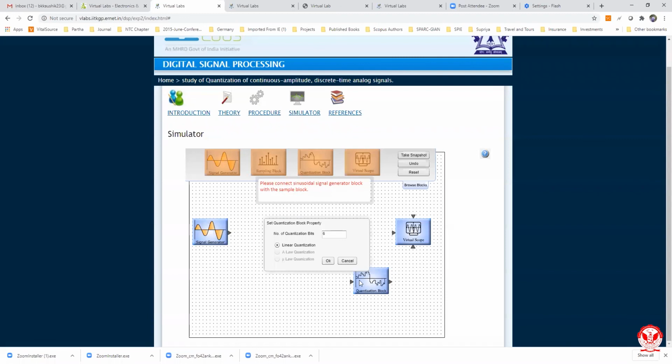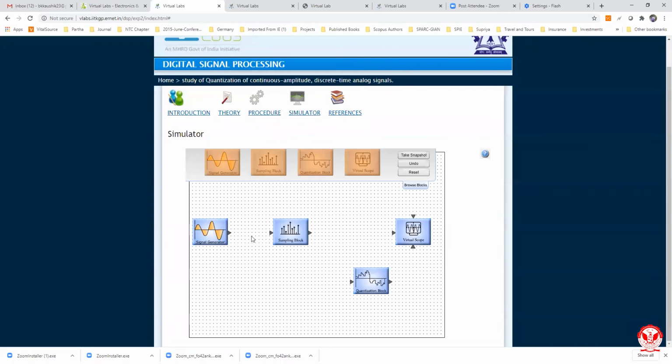Here you can understand this theoretical part. The theory block, the theory window, is also here. The highlighted window is the theory window. By clicking this, we can go through the theory also. The references are also here for better understanding. You can go through this one also. So, linear quantization. Now we have to connect.